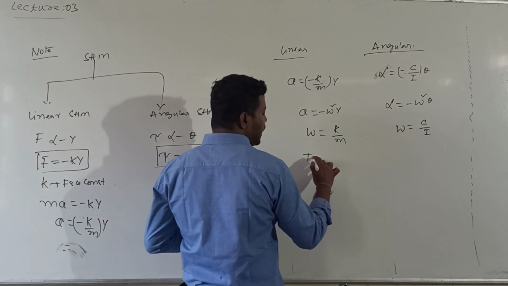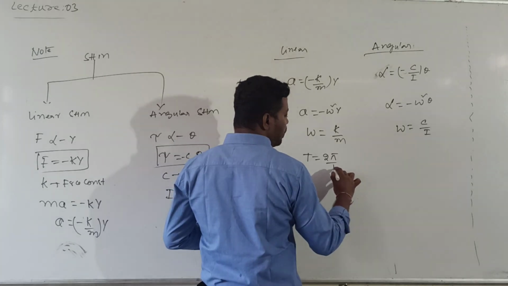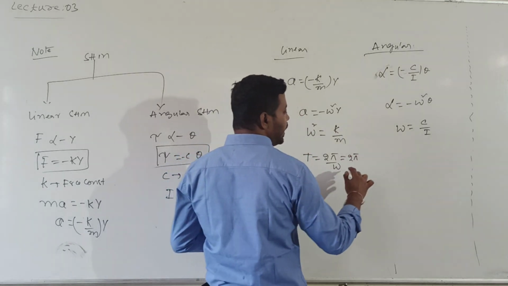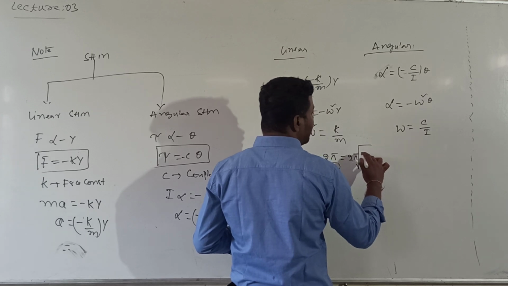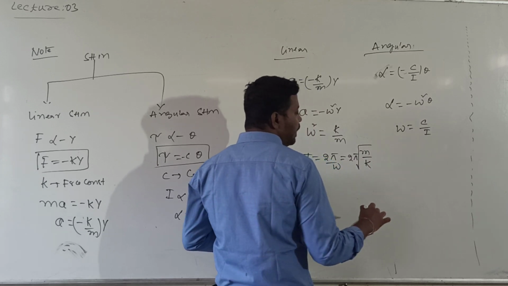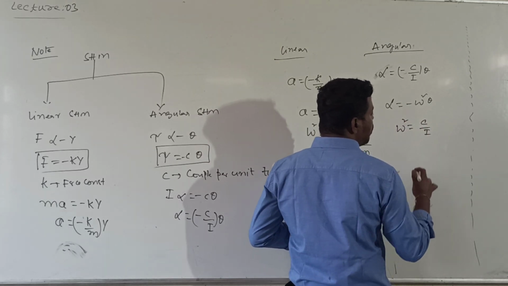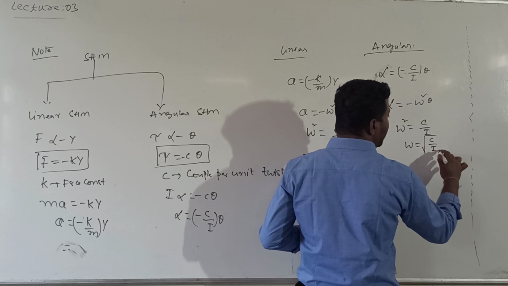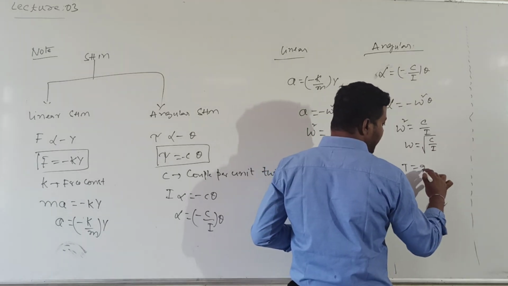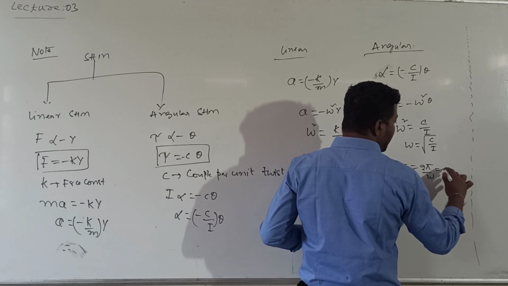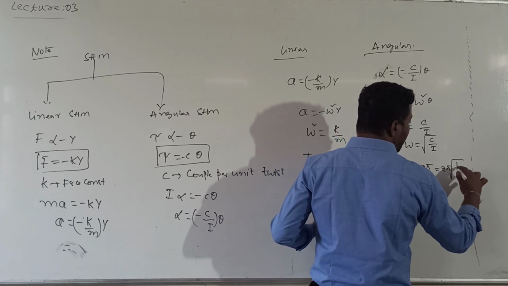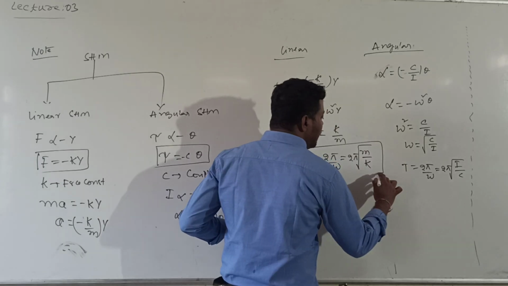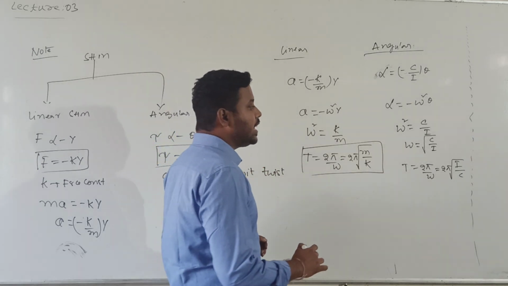When I know omega, here I can calculate T. T is 2 pi by omega, which is 2 pi into root over m divided by k. Whereas here omega square is equal to c by I, so omega is equal to root over c by I. Then what will be the formula for T? T is equal to 2 pi by omega, which is 2 pi into root over I divided by c. This is the expression for the time period for angular SHM.